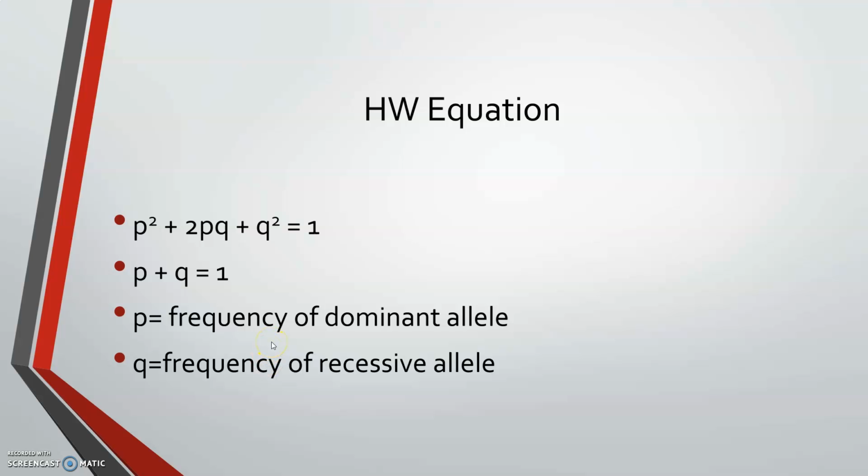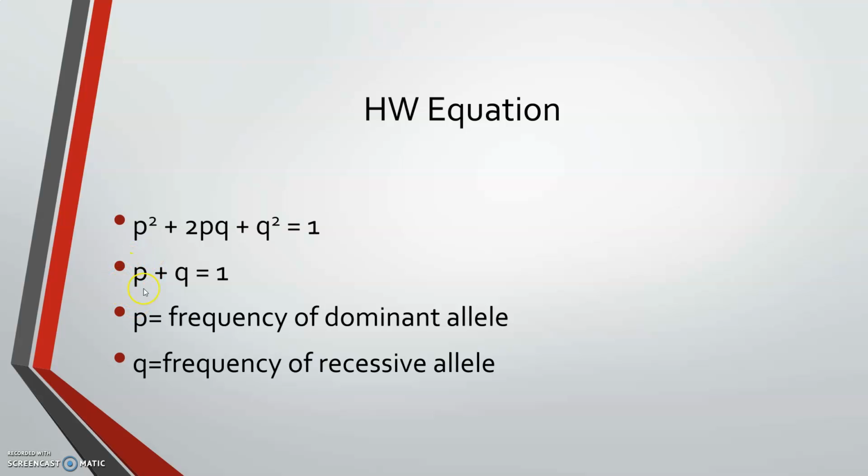Hardy-Weinberg equation, it's a nice little quadratic here. p squared plus 2pq plus q squared equals 1, and p plus q equals 1. Maybe it looks complicated, but it turns out it's not. If you practice this, it shouldn't be overly complicated.